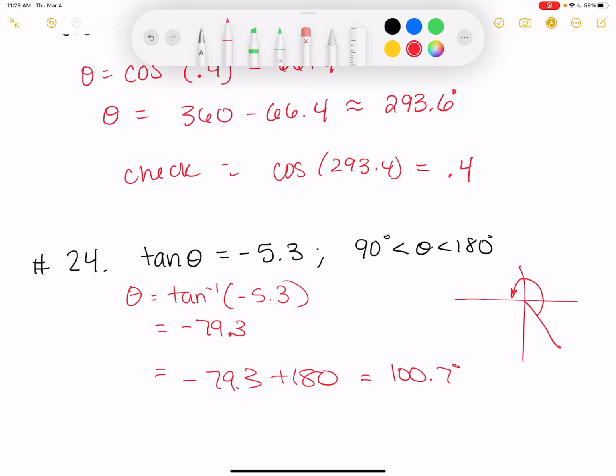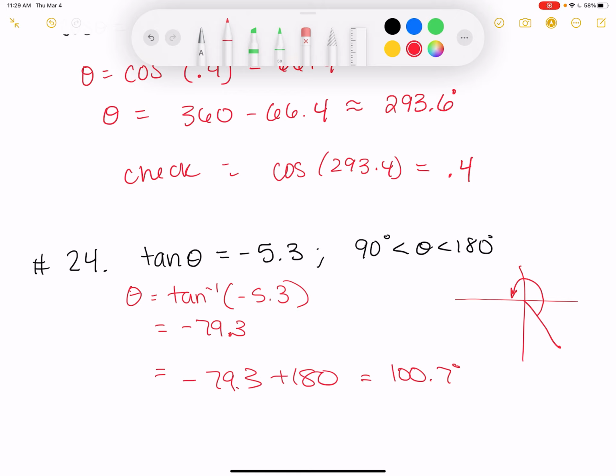I have a question. This is a weird question. I understand it's the same tangent, but negative 79.3 is not the same angle as 100.7. It's not the same. Why am I solving for an angle that's not the angle?